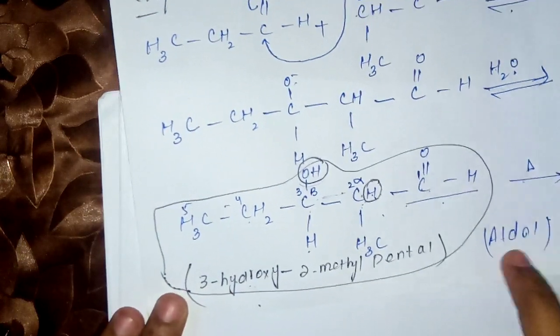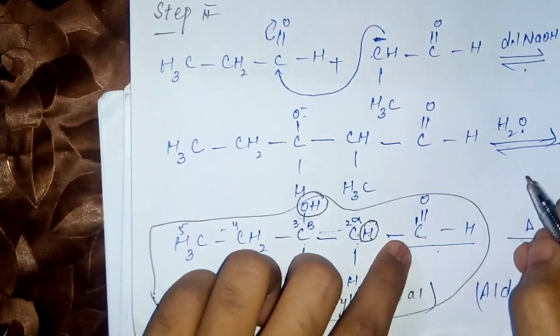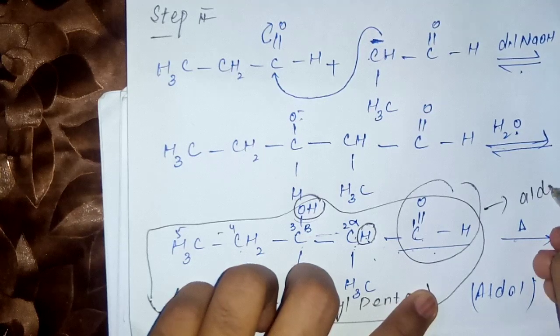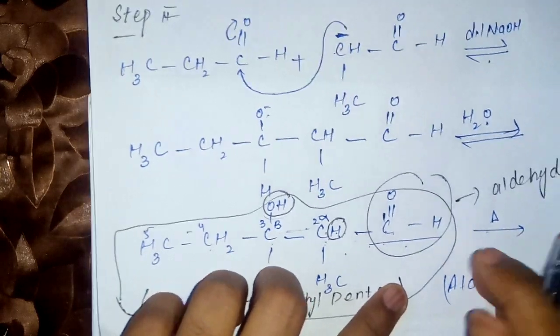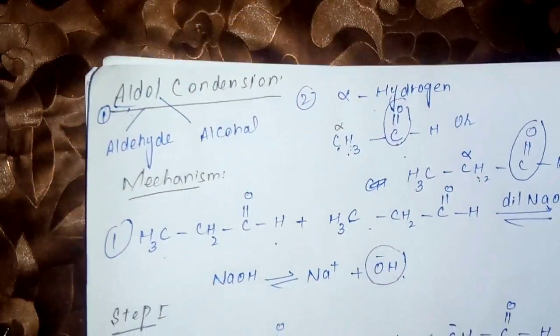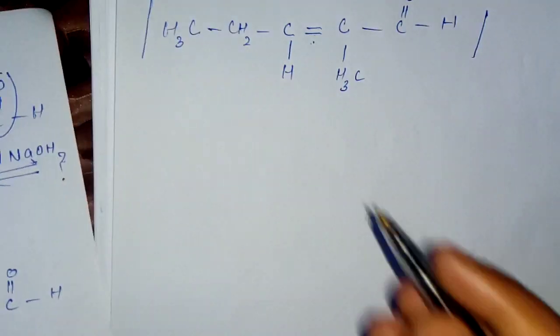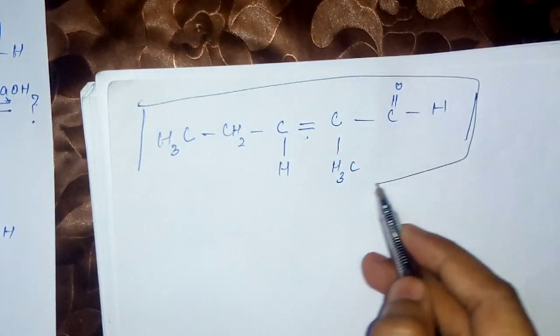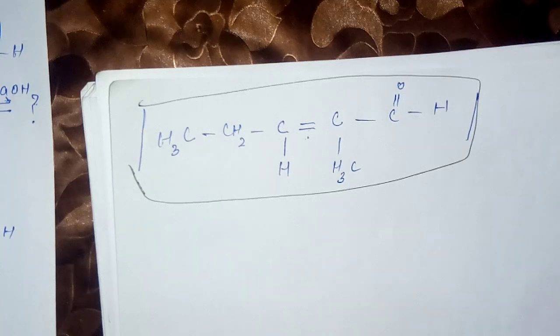Why do we call it aldol? Because this compound has the aldehyde and this one has the alcohol. So that is the whole mechanism of an aldol condensation reaction. And condensation produces this end product.